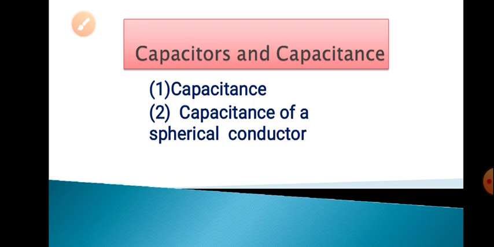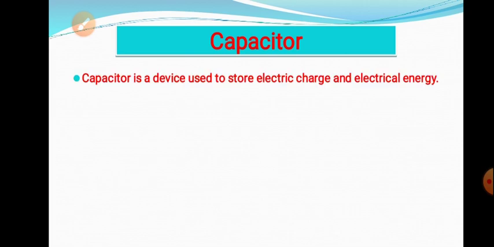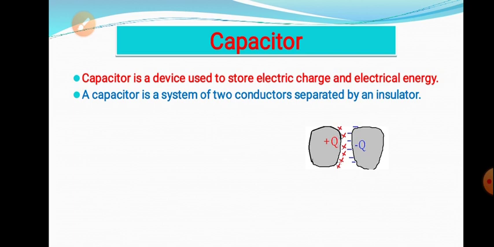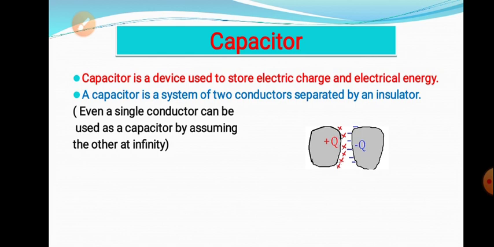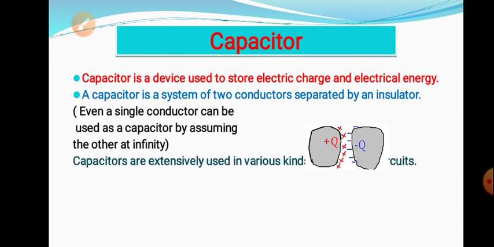Capacitors are the devices, and capacitance is the ability of the capacitor to store charge and electric energy. Capacitors basically consist of two conductors having equal and opposite charges separated by a small distance, and the distance is filled by an insulator. Even a single conductor can also be used as a capacitor by assuming the other at infinity. Thus, we can find the capacitance of a single conductor also.